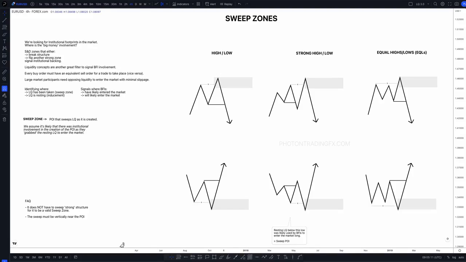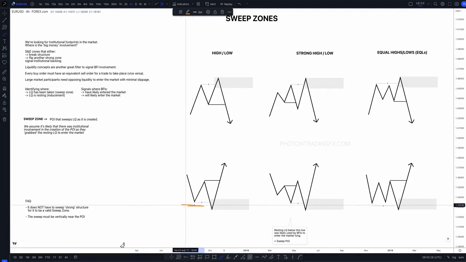So, 20-second recap on what a sweep zone is. It's essentially another filter that we are using that potentially indicates that a supply or demand zone was created by institutional involvement, big money involvement, because the theory is that they've likely used the available sell side liquidity below that low to enter their long positions that then leads to that break of structure, or likewise using the buy side liquidity above those highs to use as liquidity to enter their short positions to enter the market.